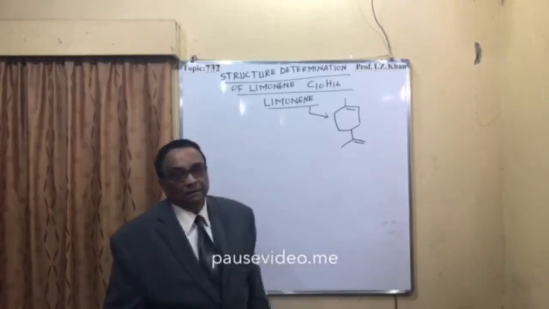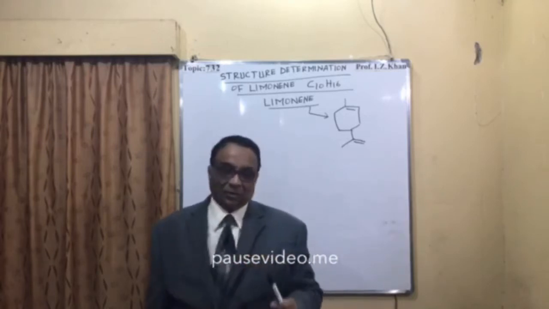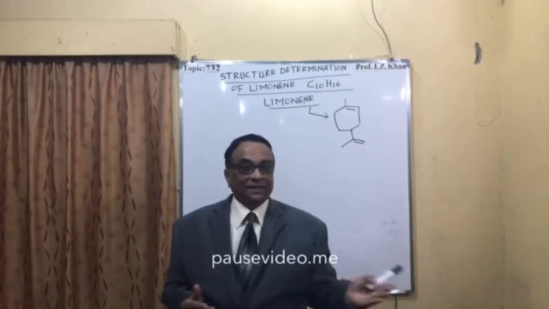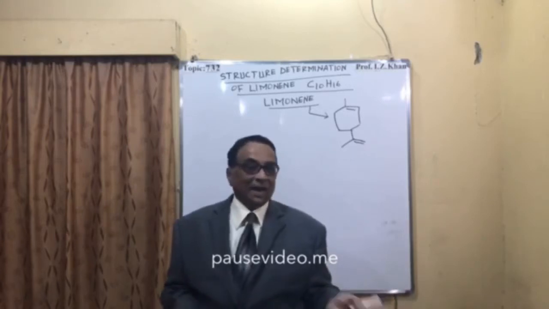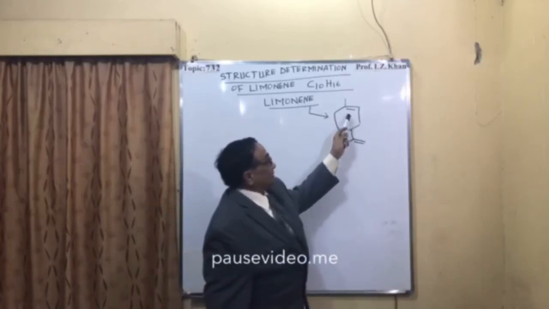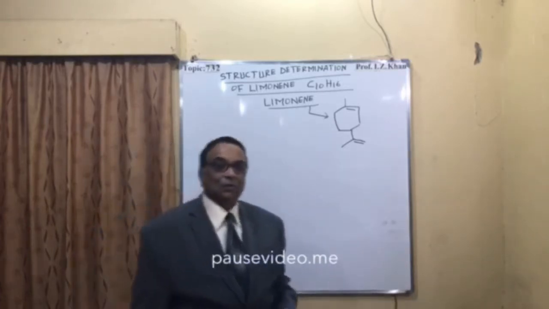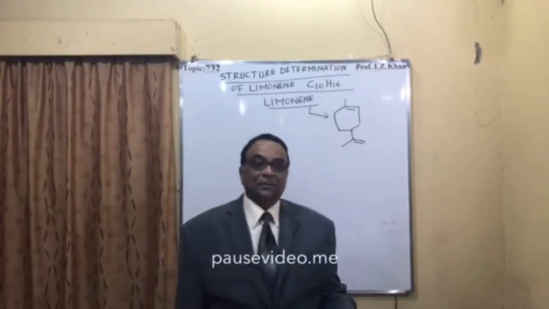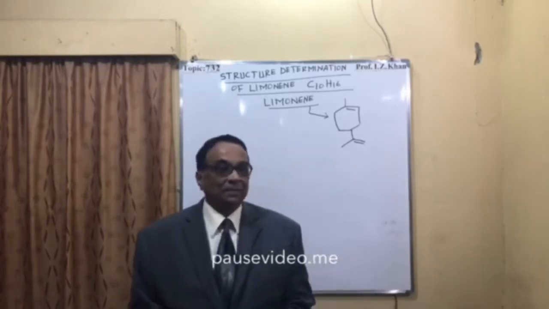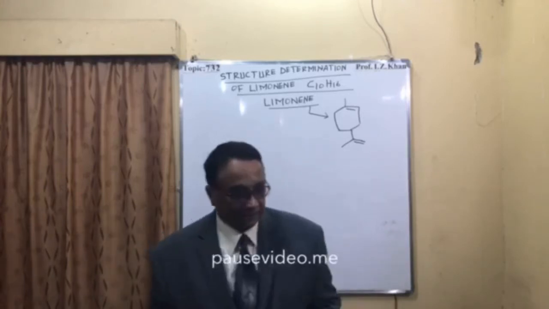And if you remember, myrcene also contains 10 carbon and 16 hydrogen, but structurally they are different. Myrcene is an open chain hydrocarbon, and this is your ring structure, which contains two double bonds. So many terpenes are there whose hydrocarbon and oxygen content may be the same, but structurally they are different, and that's why chemically and biologically they show different properties.